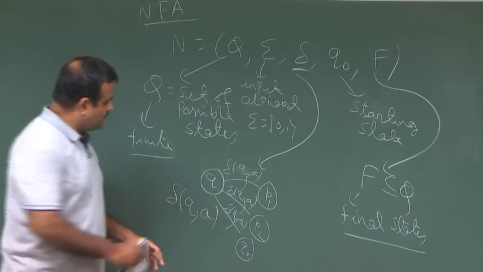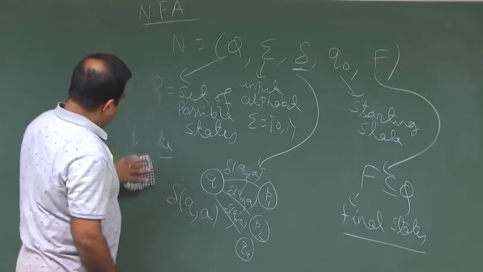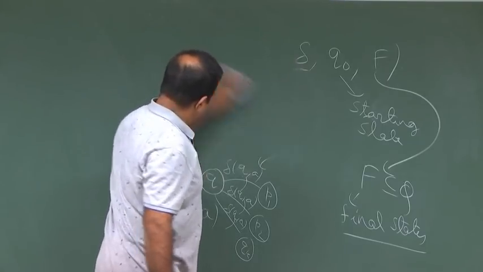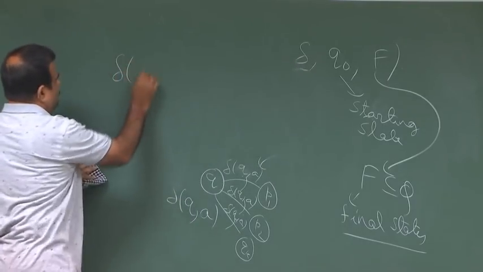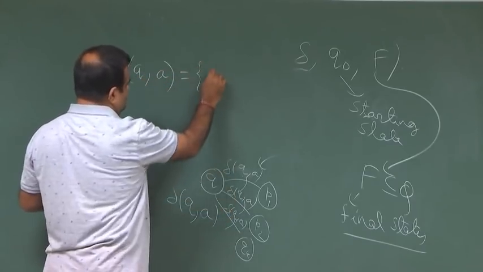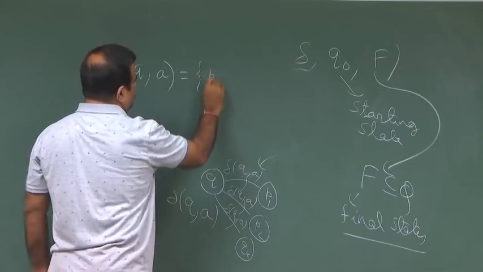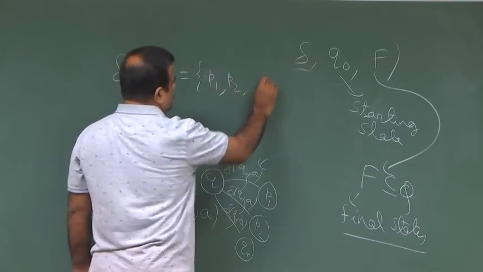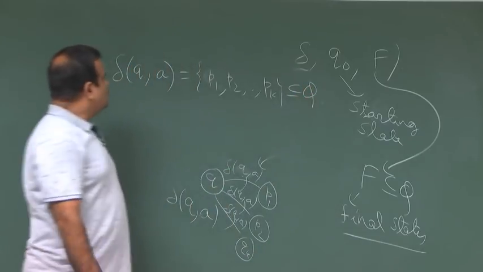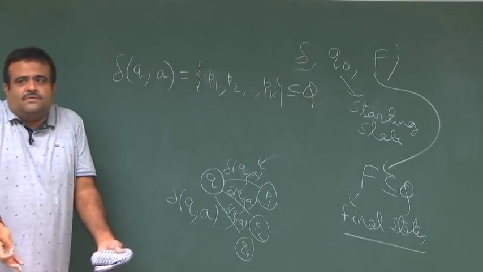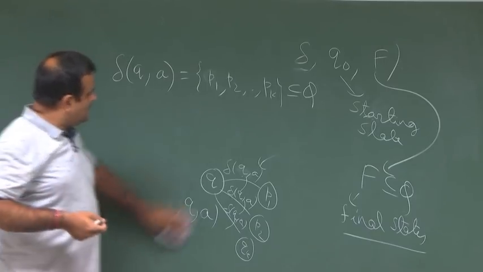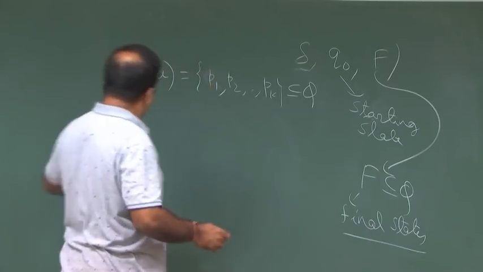So, this is a subset of this. Basically delta of q comma a is this subset p 1 p 2 p k. So, this is a subset of q. It can go to any subset of q. So, basically delta here is a non-deterministic function.